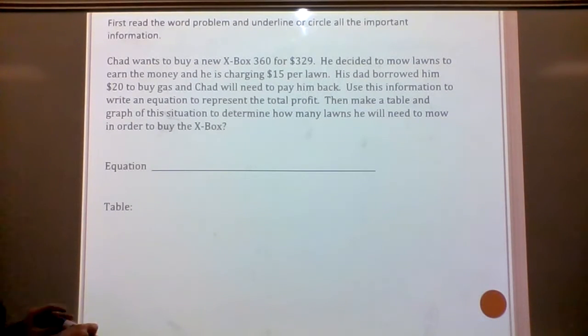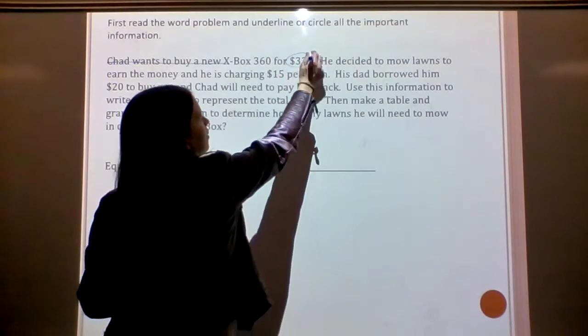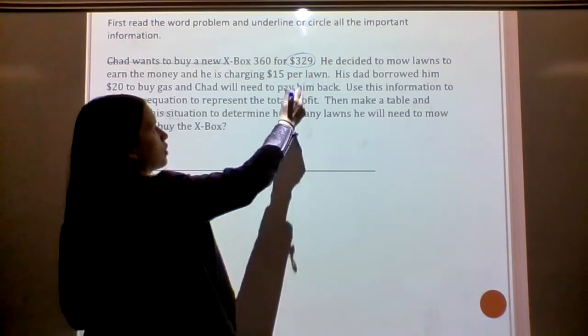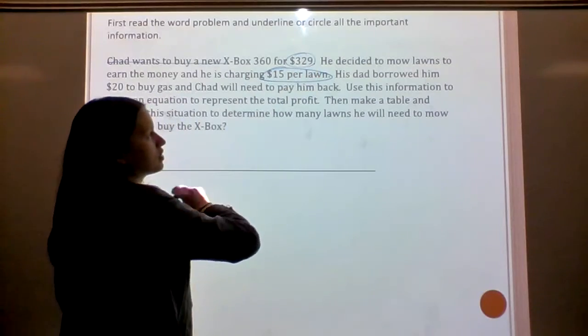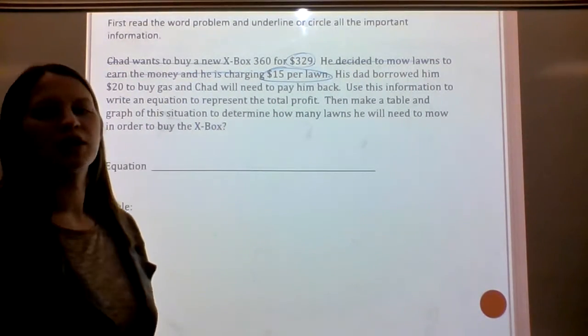So Chad wants to buy a new Xbox 360. That's great. We don't really care what he wants. We care about how much it's going to cost. He decided to mow lawns to earn the money, charging $15 per lawn. That's important. The fact that he's mowing lawns is great. It's not going to affect what we're doing.